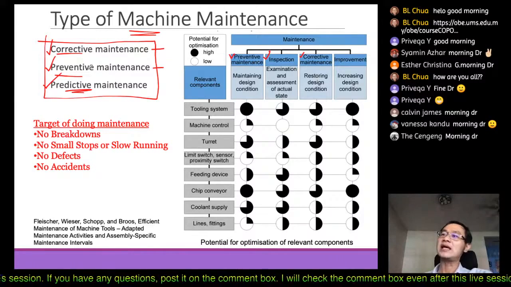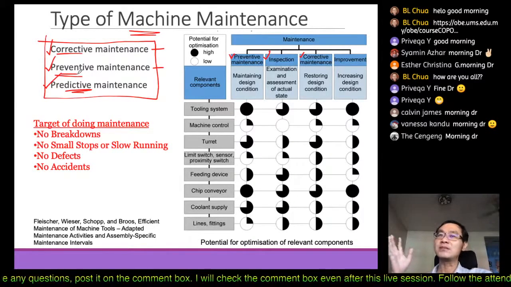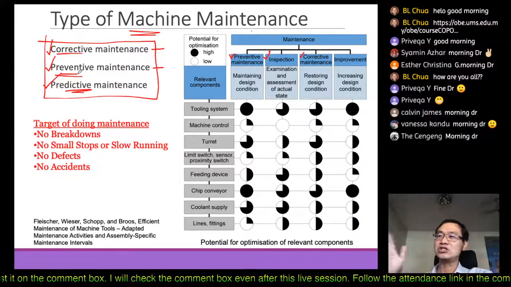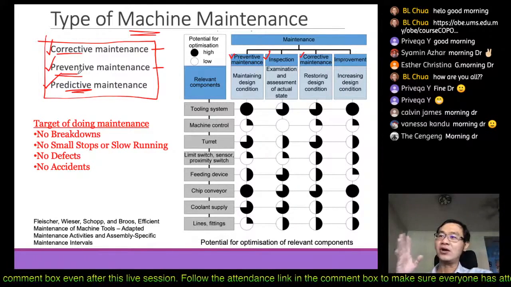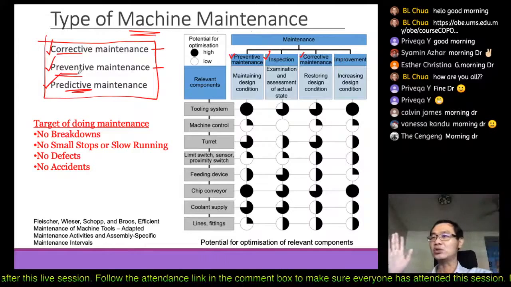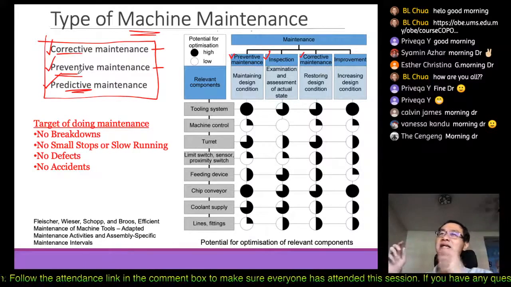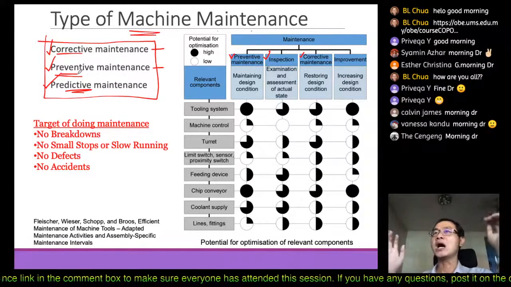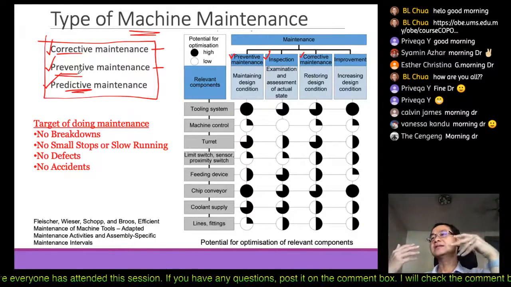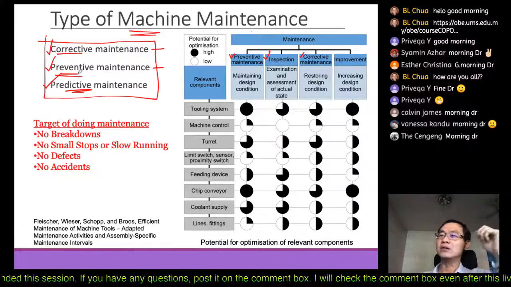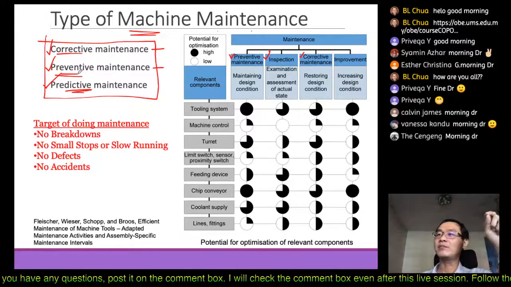So we call that preventive. Even though before it breaks down, we change. We don't care whether it's still working or not, we change. According to time, or maybe a certain amount of operation hours, or in a car the amount of distance traveled, right? So that is the preventive type of maintenance.